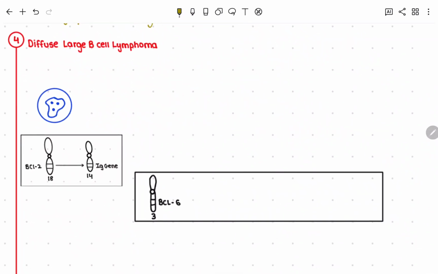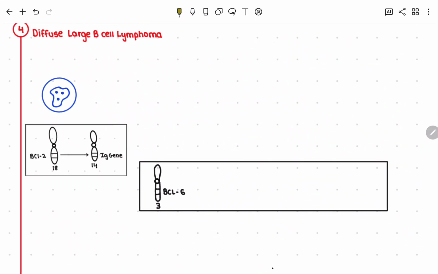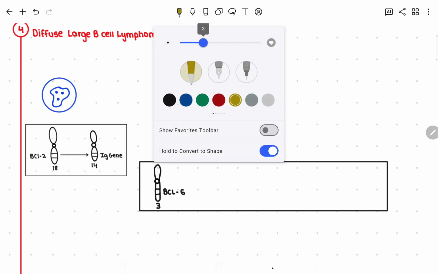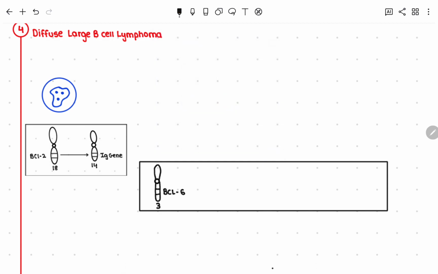Now coming on to the big fish, diffuse large B-cell lymphoma. Mentioned it quite a few times already, but let's get into it. So diffuse large B-cell lymphoma is the most common non-Hodgkin lymphoma, and you need to remember this.